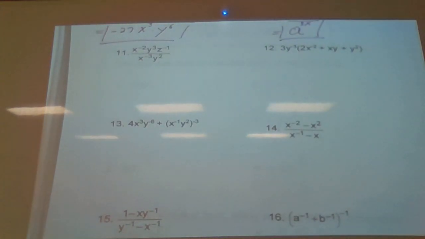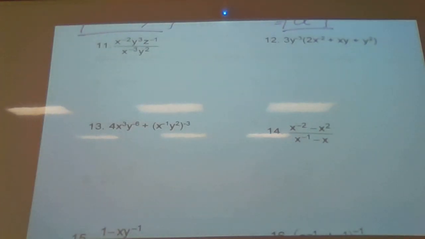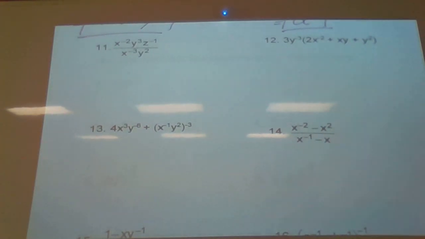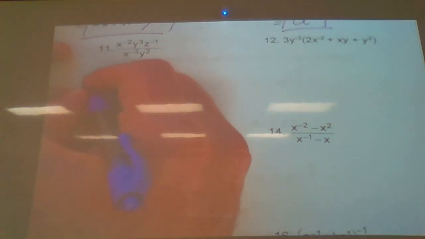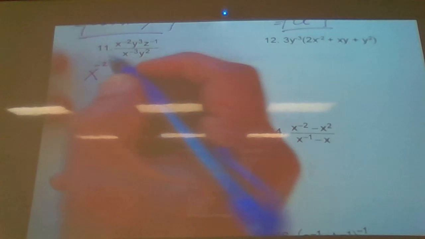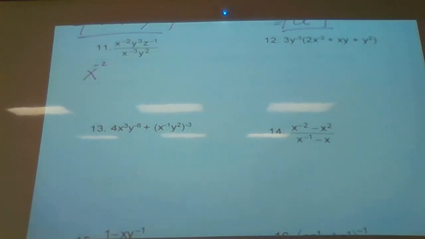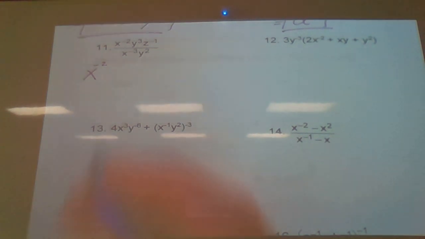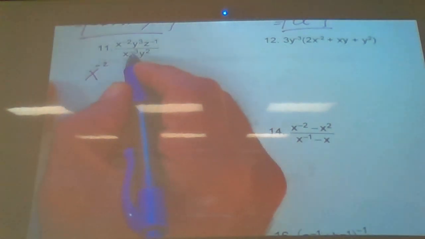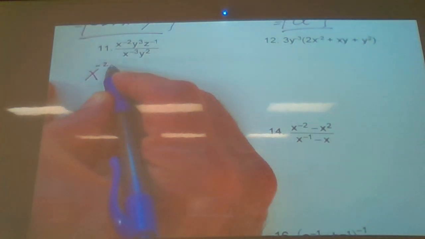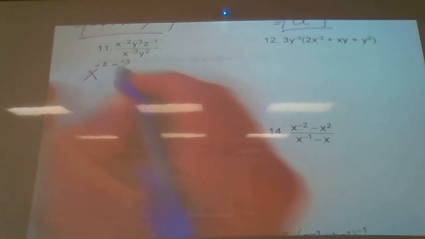Look at number 11. When you have a fraction or division like this, remember it's x's with x's, y's with y's, and z's with z's. So I'm going to take care of the x's first. And what I'm going to do with these is just bring everything up. And when I'm done, if I have a negative exponent, I'm going to flip it back. So I have a negative 2. Remember, you subtract what you bring. So I'm going to subtract a negative 3.